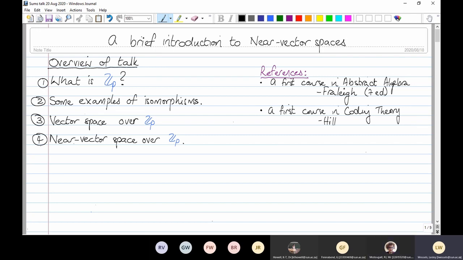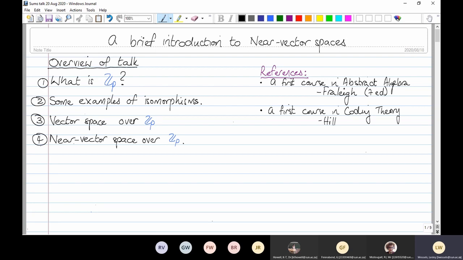Yeah, sure. Okay, so I am a PhD student about to submit my thesis for examination. But instead of talking about what my thesis was about, which I think is a bit too complex for first or second year students, assuming that there are first and second year students in the talk, I thought about just doing a brief introduction to what near vector spaces is or are.